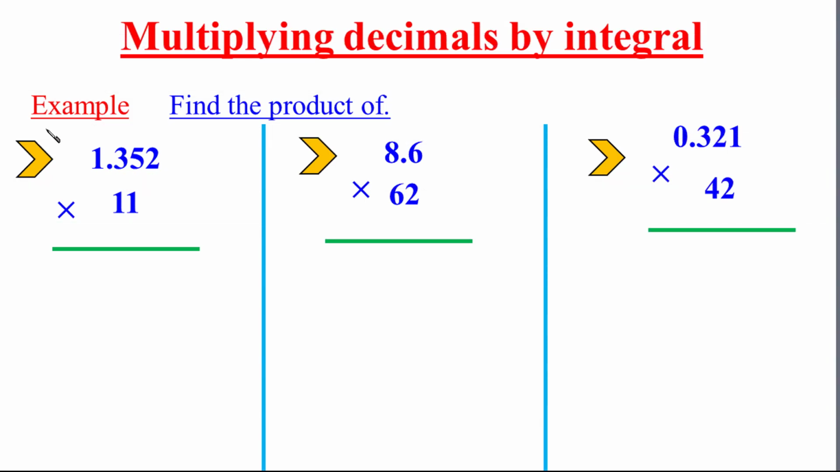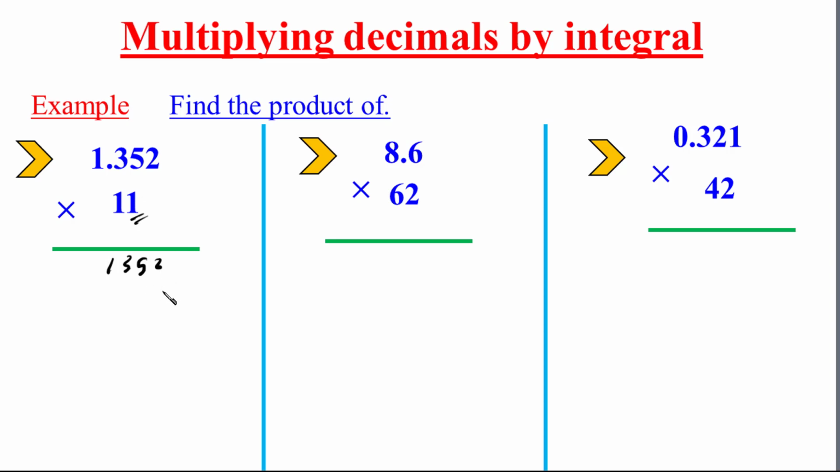Let's have another example. Find the product of 1.352 times 11. If you ignore the decimal point here, it will be multiplying by a 2-digit number, and we studied before in grade 4 how we can multiply a number by a 2-digit number. Just start with the ones place. Let's remember 1 times the same number, it will be the same number, so it will be 1352. Then what is the second step?